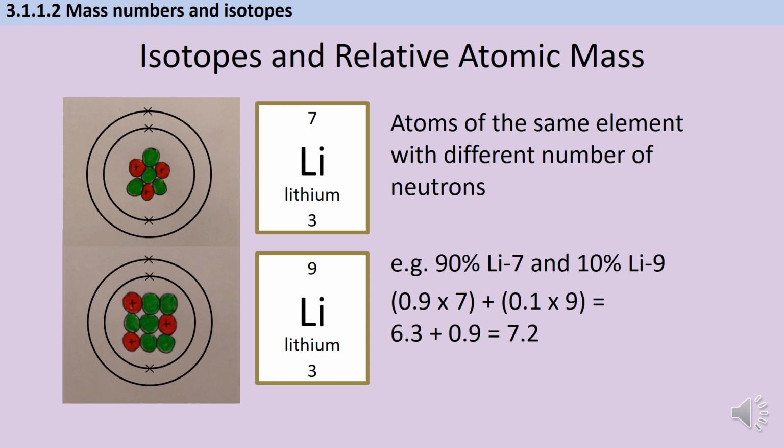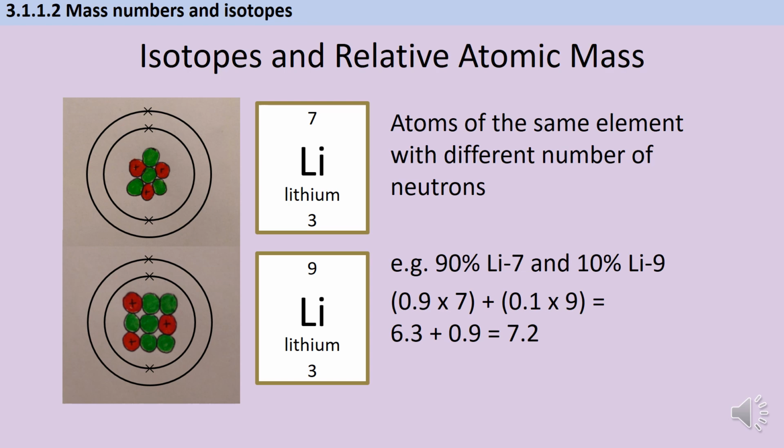So let's say that we've got a sample here that is made up of 90% lithium 7 and 10% lithium 9. And I want to know what the overall relative atomic mass will be. All I actually have to do is work out what 90% of 7 is and what 10% of 9 is, and then add them together.